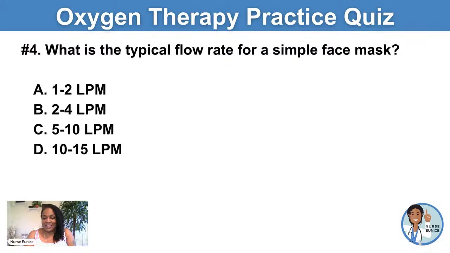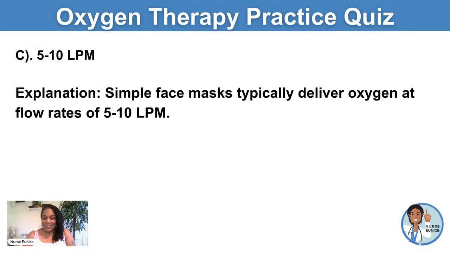We'll be revealing the answer in 3, 2, and for this one, I saw a lot of you all choose 2 to 4, but this is the next step beyond the nasal cannula. So don't forget, the nasal cannula can go up to 6. So for your simple mask, we can start at 5. So the simple mask typically delivers oxygen at flow rates of 5 to 10 liters per minute.